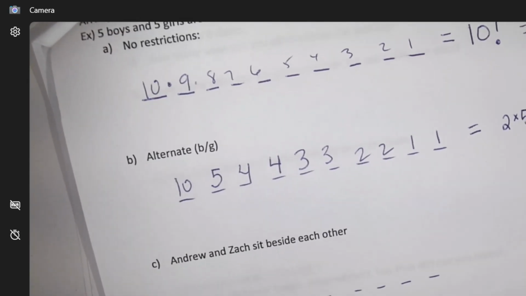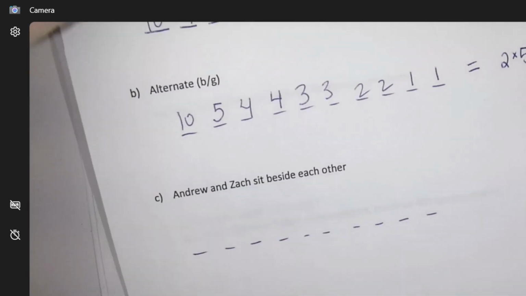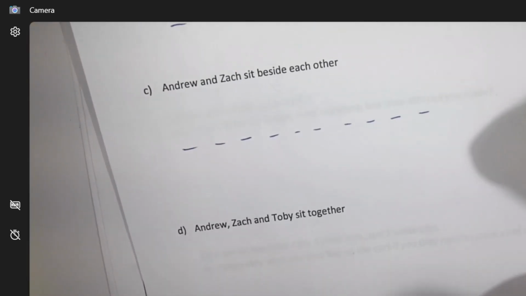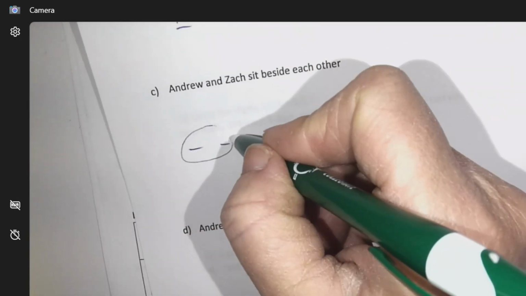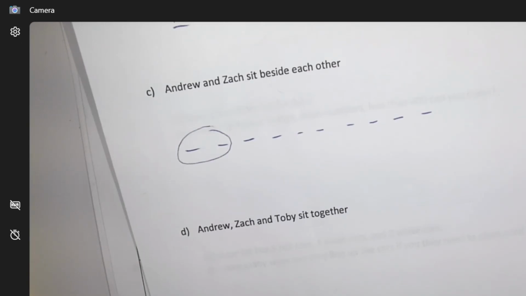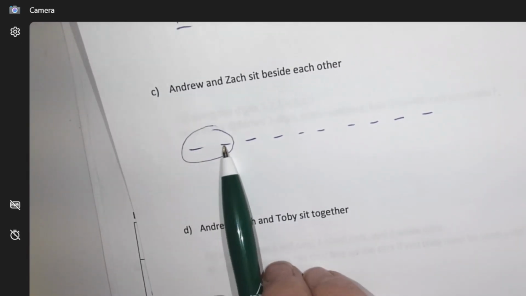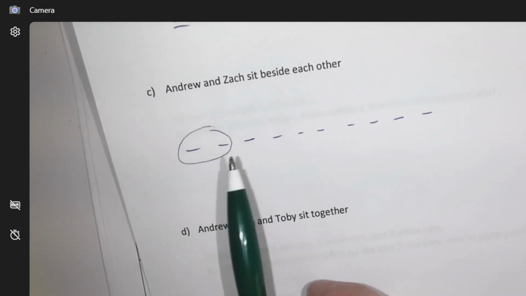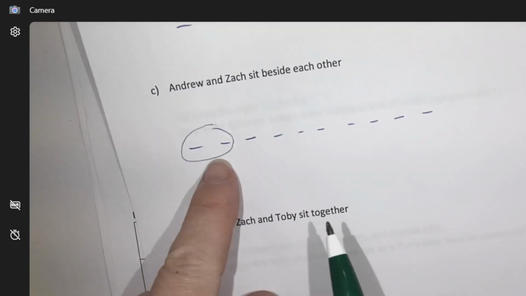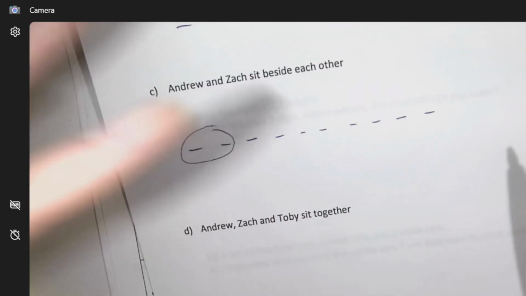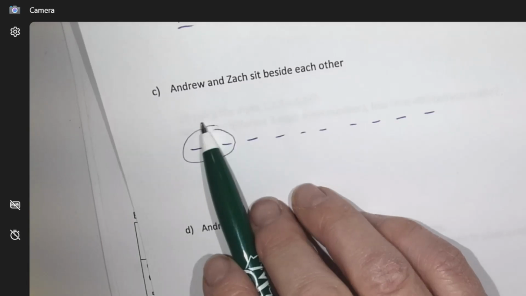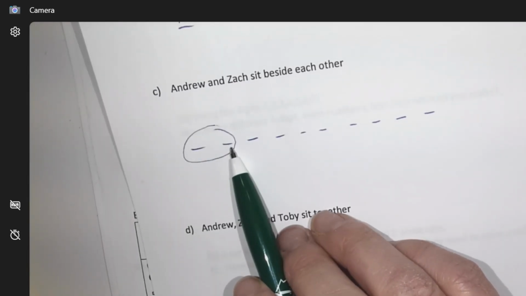All right, Zach and Andrew want to sit beside each other. So in this arrangement, they want to sit beside each other. So here's what I'm going to do. I'm going to clump them together. So when Andrew moves, Zach will also be moving with him. They're going to be moving together. So if I put them into the middle, this is all moving together. If I put them on the end, they're moving together. So you're going to treat them like one object.